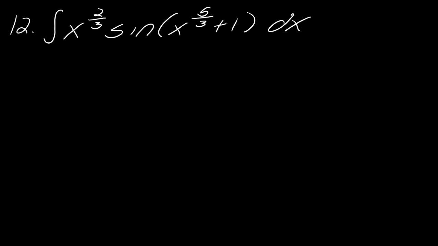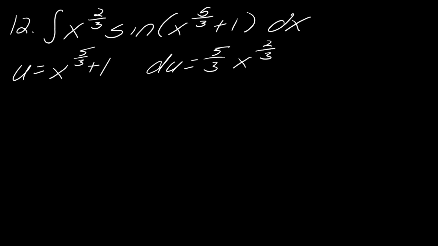Okay, so this one's a little bit tricky. Now I've got x to the 2/3 and then sine of x to the 5/3 plus 1. If I think a little bit forward with this, taking the derivative of just the inside of this will get me to this x to the 2/3. So that's giving me a hint about my u. So my u in this case will be x to the 5/3 plus 1, and then my du will be 5/3 x to the 2/3 dx.